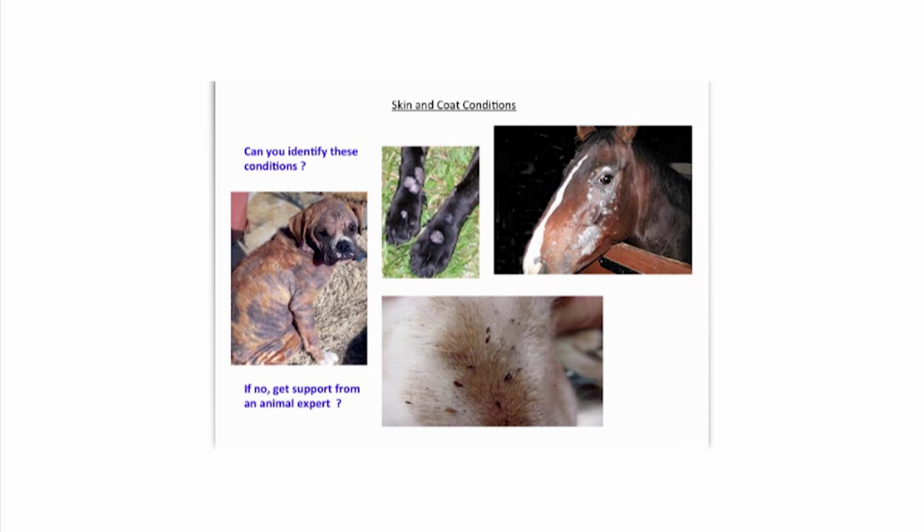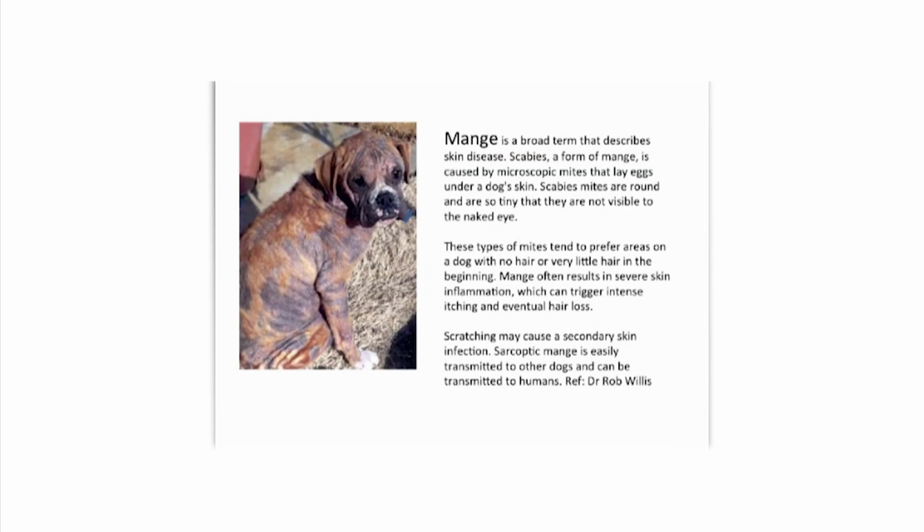Let's have a look in a bit more detail. This example is mange. Mange is a broad term that describes skin disease. Scabies, a form of mange, is caused by microscopic mites that lay eggs under the skin. Scabies mites are round and so tiny that they are not visible to the naked eye. These types of mites tend to prefer areas of the dog with no hair or very little hair.